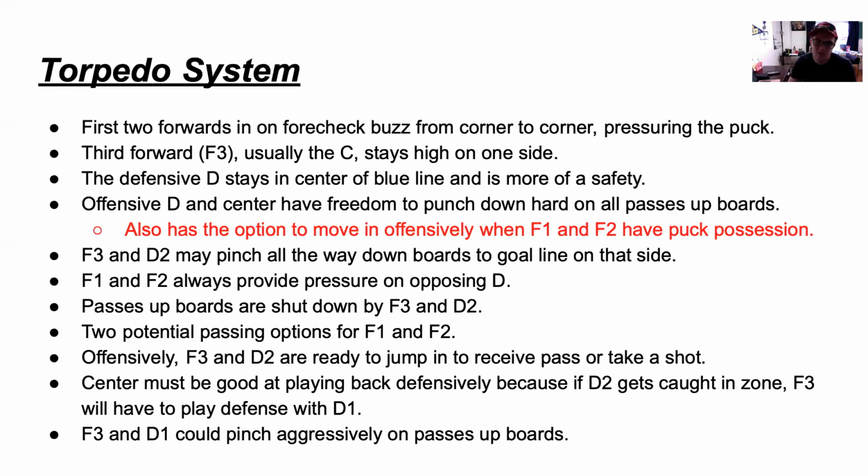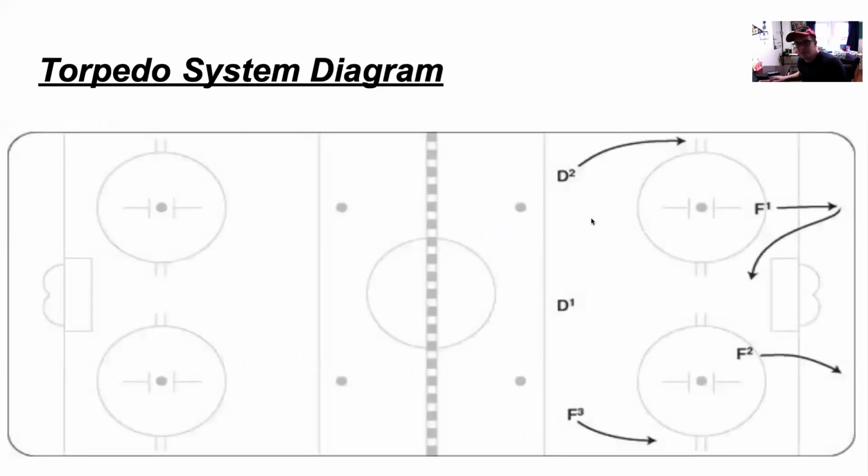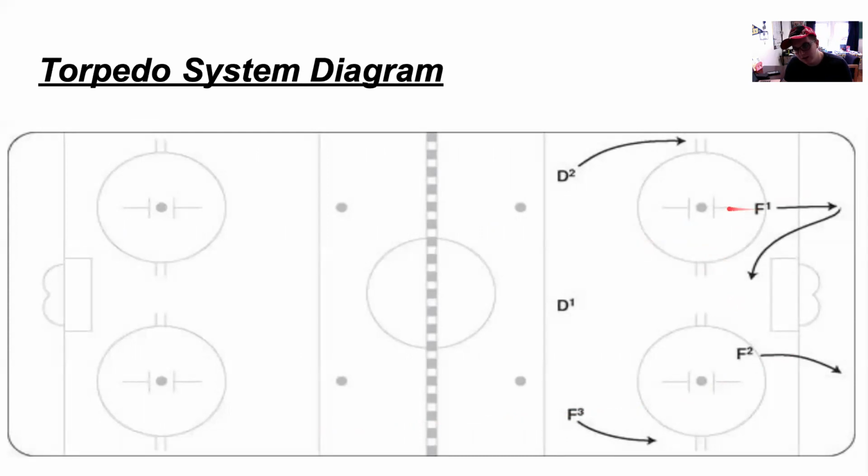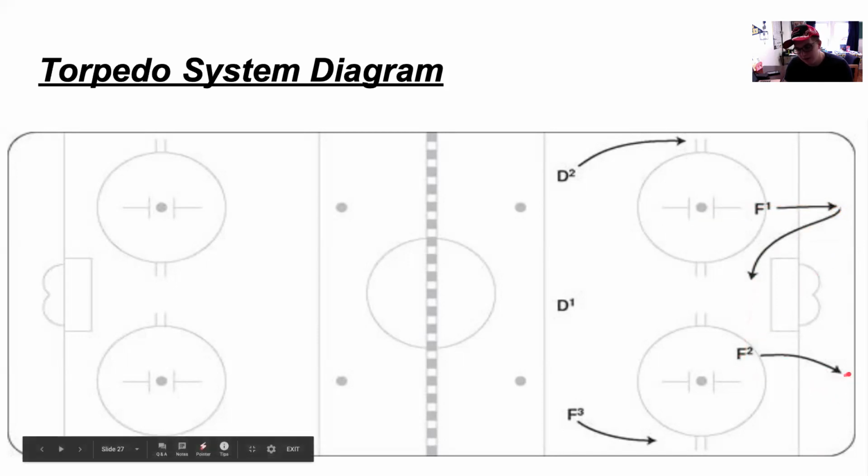Okay, here's the diagram. I'm just going to go over it, and we'll work more on it in practice. So if the puck is pressured, F1 is going to pressure this D who's here, then come back up. Then if the puck comes over here, F2 has to play over here. Then if the puck's passed up here, F3 has to play, and then that D will stay here.